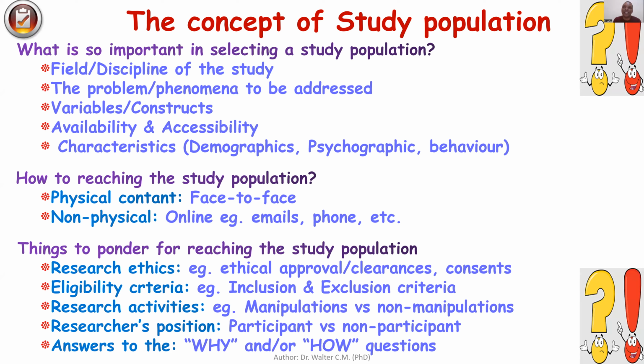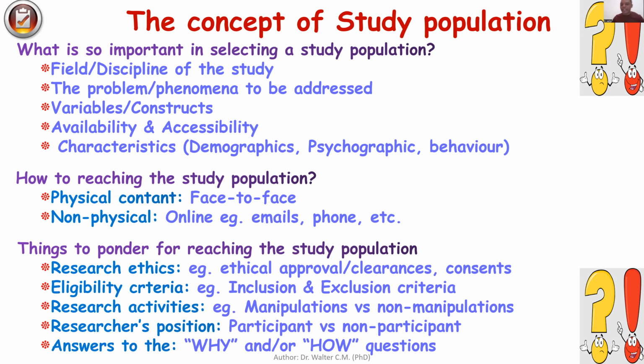So you need to consider, in this research, am I going to be a participant researcher or not? Sometimes you are asking, who is going to administer the questionnaire? And you are saying research assistants. Why? Because you have put yourself as a non-participant researcher. And then sometimes you are saying, me as a researcher, I'm going to collect data from the participants.